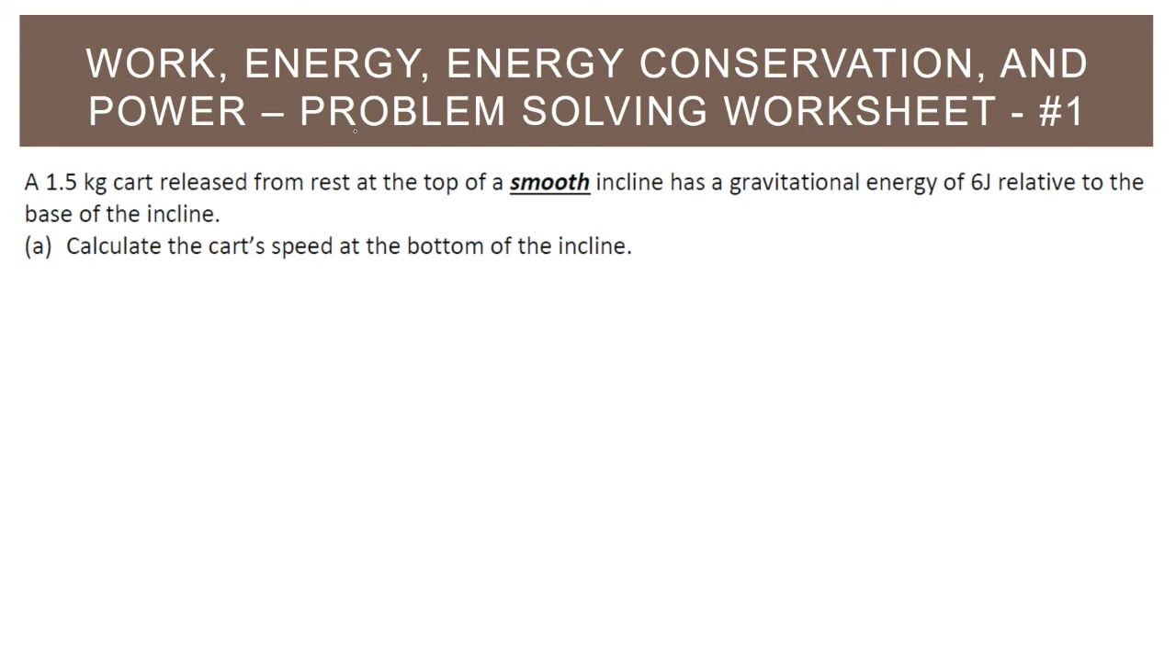Notice there is no such thing as absolute height, so there is no such thing as absolute gravitational potential energy, and this is why it says relative to the base. The base of the incline is the lowest point that this cart is going to reach, and so that's where we are considering our zero to be.